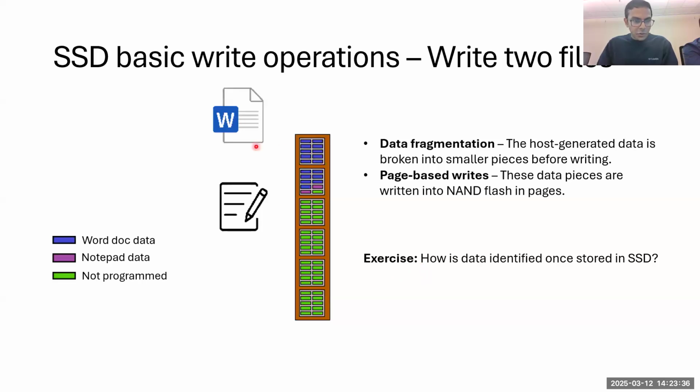So let's say the data is stored in this SSD for these two files. So the question then is, how is this data identified once it's stored? For example, let's say the next day the user comes in and wants to read the data back. So how do we identify what is written where? Like how to find out where exactly the data for this Word document is written, so that you can identify and read the data back.